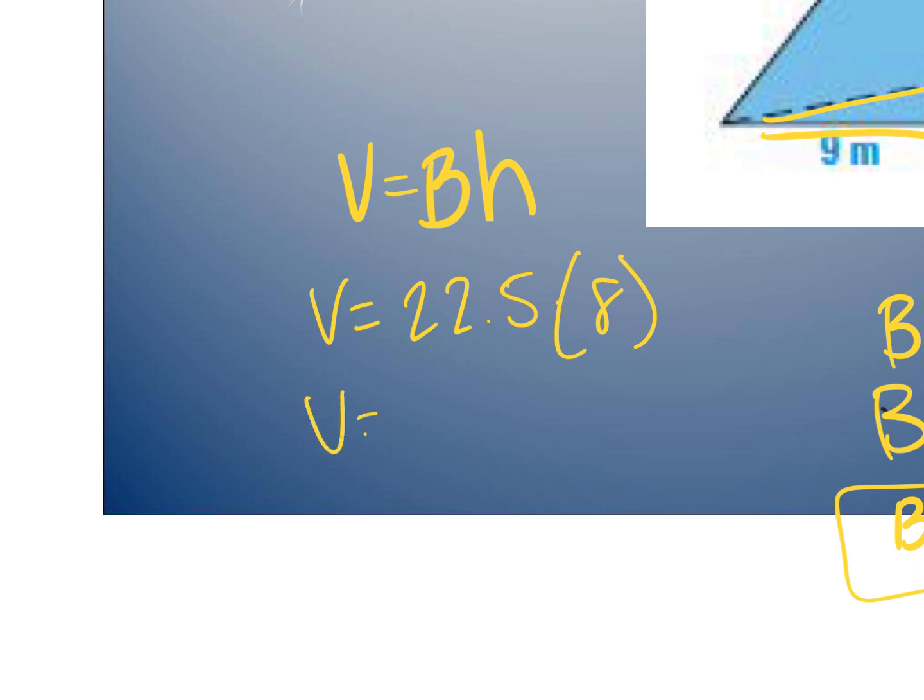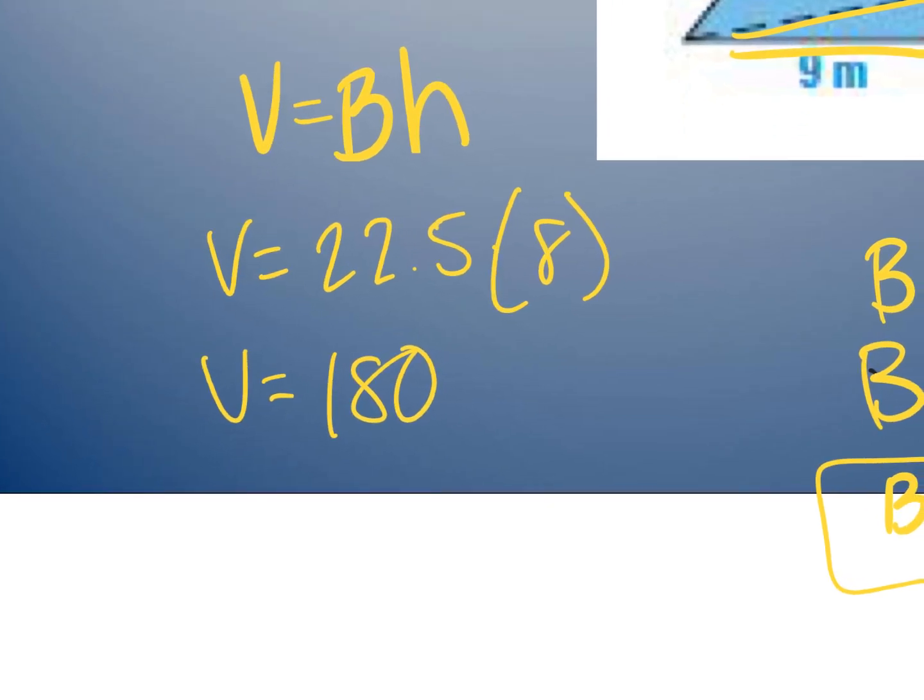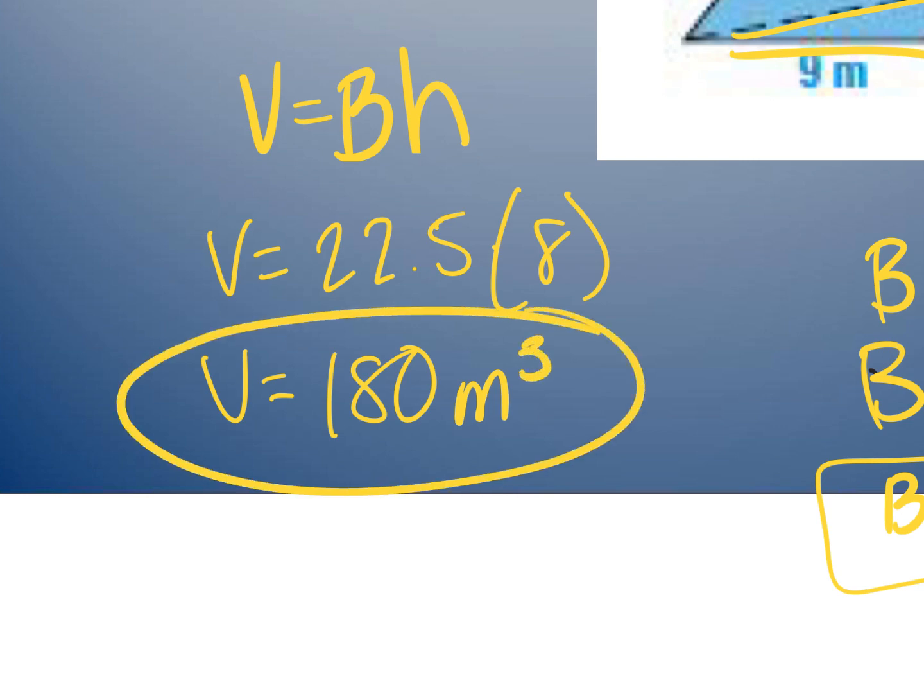And when we do that, we're going to get that volume equals 22.5 times 8, which gives me 180. What units does the 180 get? It's volume, remember. Meters cubed. Why cubed now? Volume is 3-dimensional, okay? When you add that height of the prism, you're adding an extra dimension. It's going to be meters cubed.